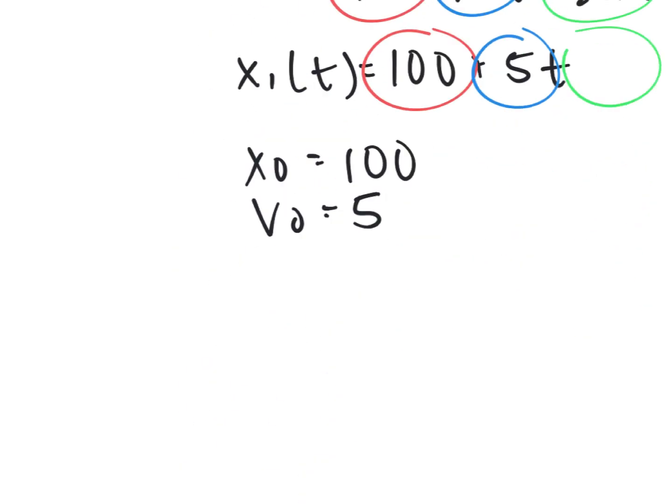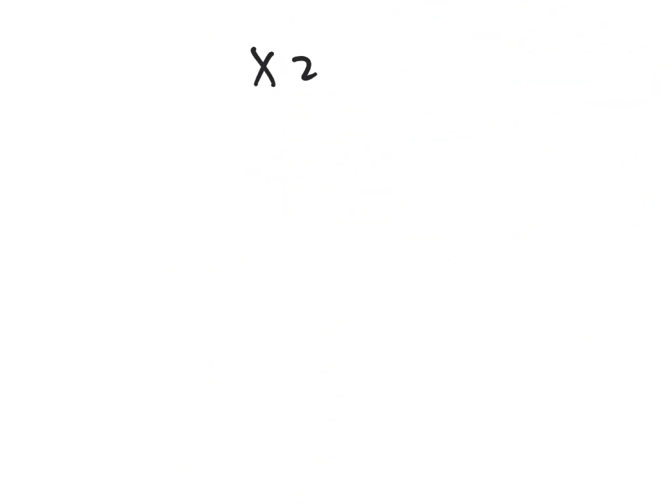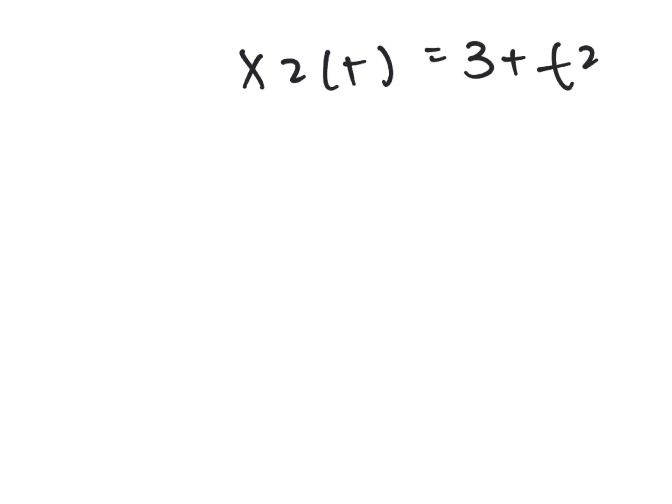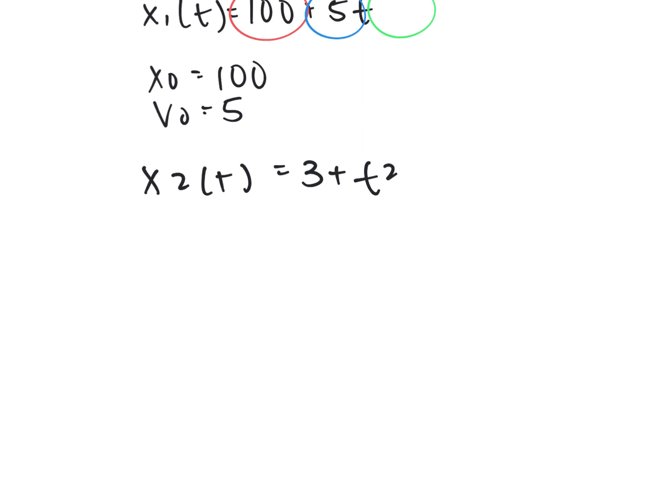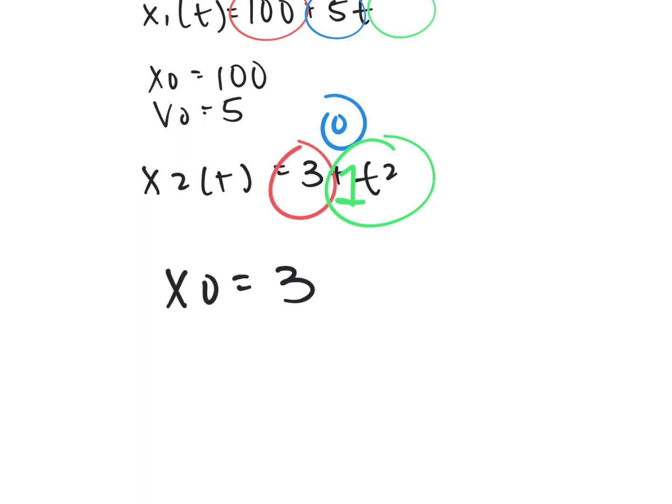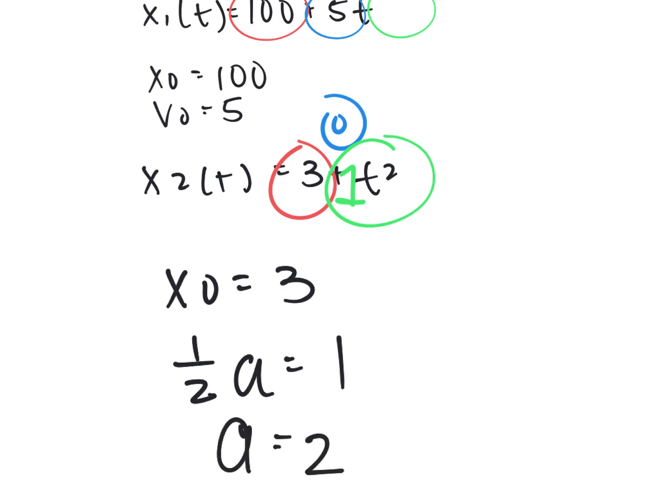In the next equation, x2 of t equals 3 plus t squared. Our 3 represents our x initial. Our velocity initial isn't there, so it's 0. And our acceleration can be found here as the value 1. So x initial is 3. 1/2 a equals 1, which means acceleration is 2.